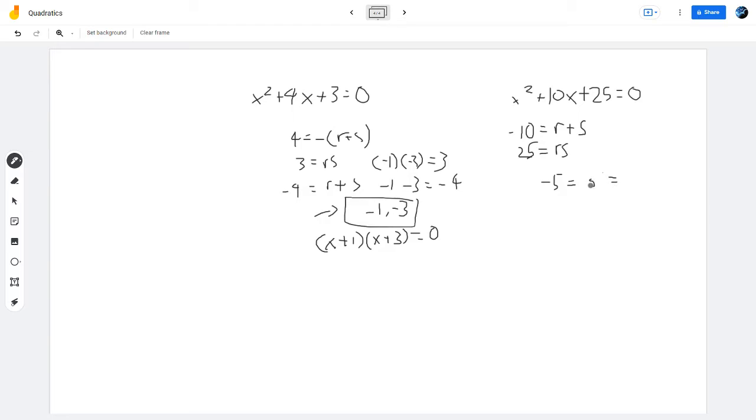Alright, here, it's an s. Just have faith that that is not a 5, okay? So, of course, negative 5 minus 5 equals negative 10, and negative 5 times negative 5 equals 25, so we have our solutions. And we can see that x equals negative 5 is our only solution here. And if we wanted to factor it, we would get x plus 5 squared equals 0.